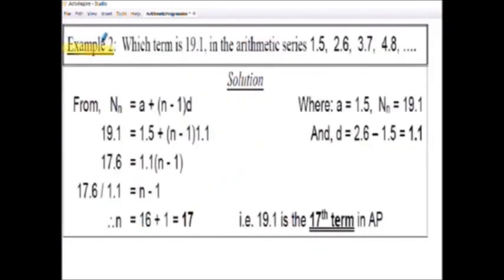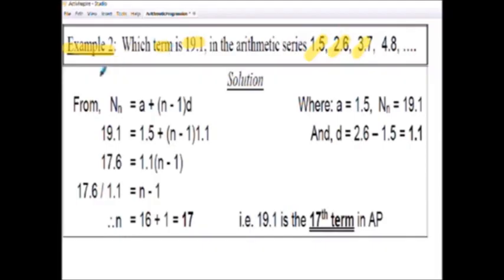Example 2 is going to require us to rearrange the equation to find this particular solution. So it says in the question, which term in the series is 19.1? So we're given an arithmetic progression. We can see it here because 1.5, 2.6, 3.7. The difference between them is 1.1. We're adding 1.1 to each term here to get the series.